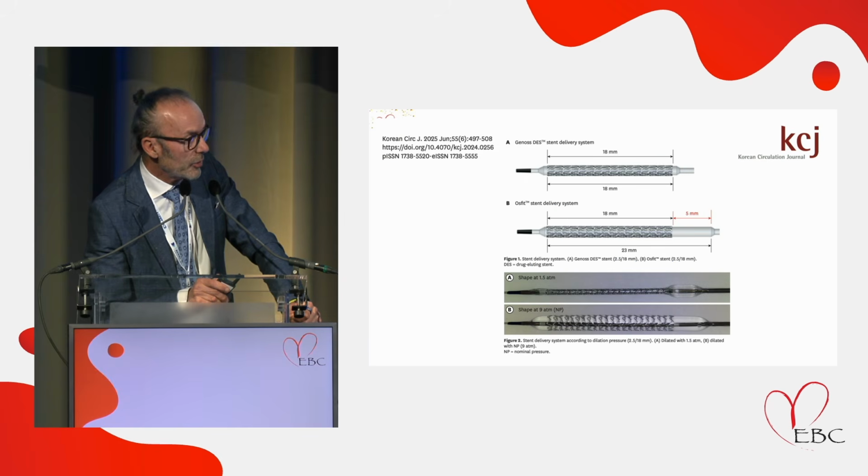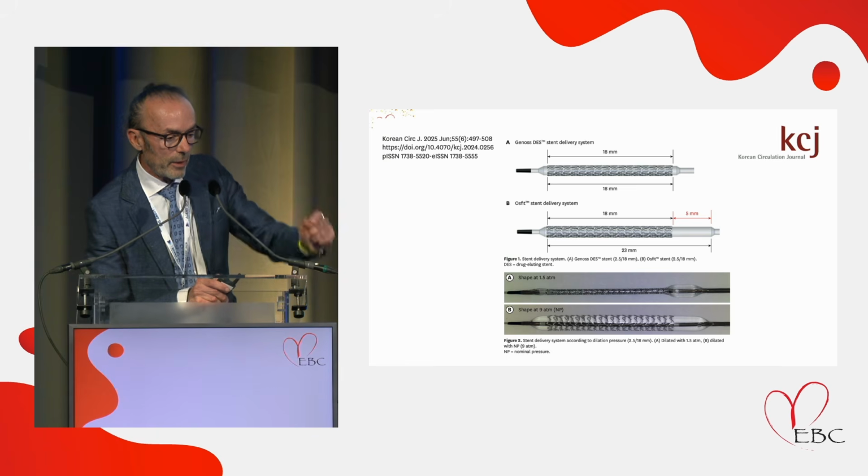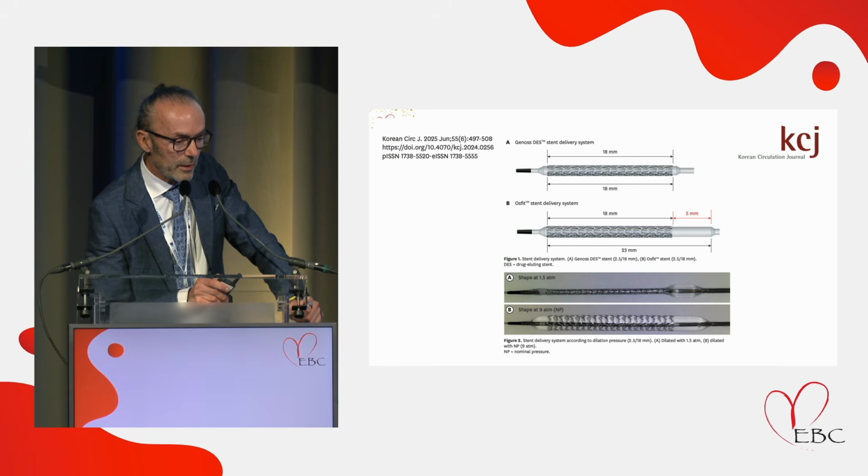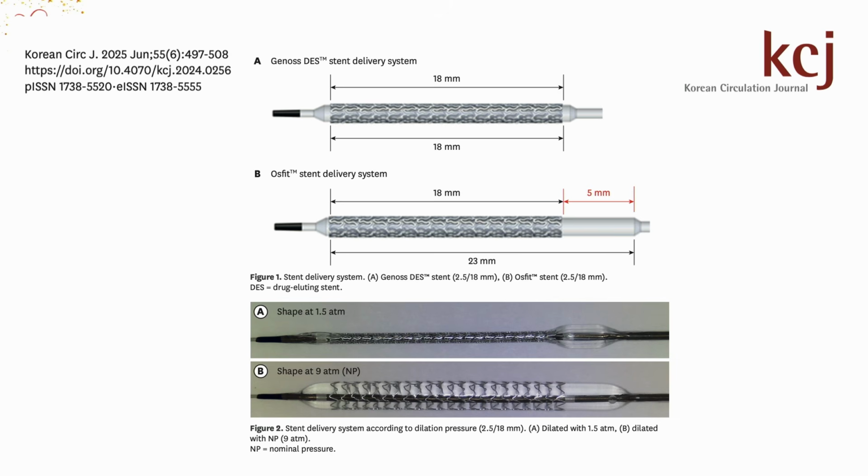It's a sirolimus eluting stent. You have in the upper part the 18 to 5, and then below the OSFIT is called Janus DES delivery system. In the picture below, you see the shape of the stent, because the balloon is longer by 5 millimeter compared to the stent. So if you inflate the stent delivery system at 1.5 atmosphere, only the first part of the balloon will inflate. If you go to 9 atmosphere, you have full inflation.